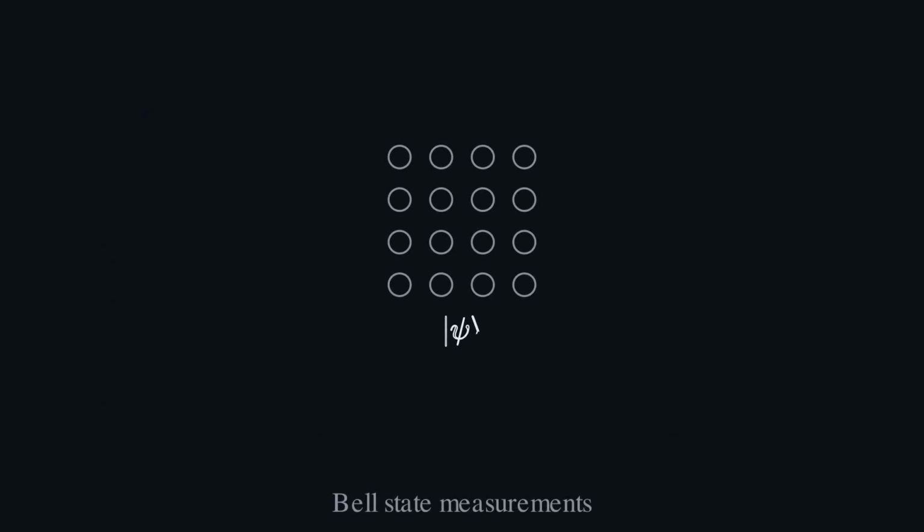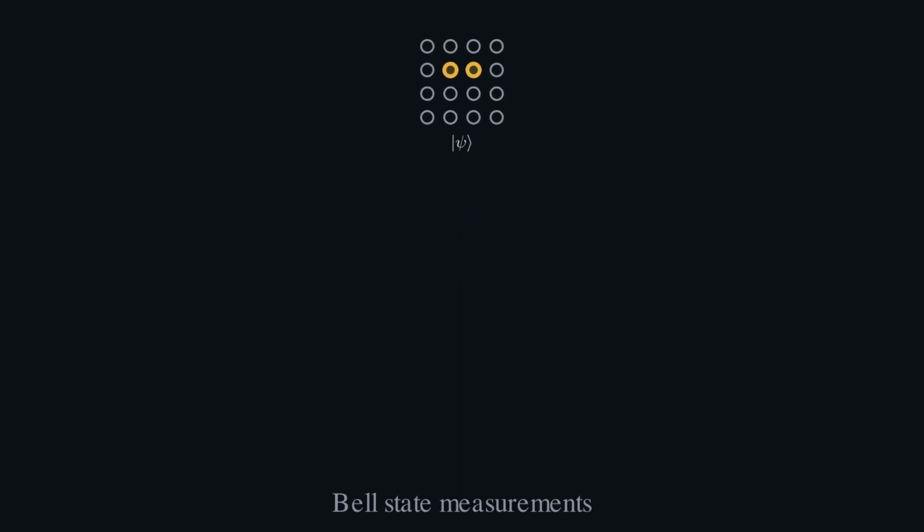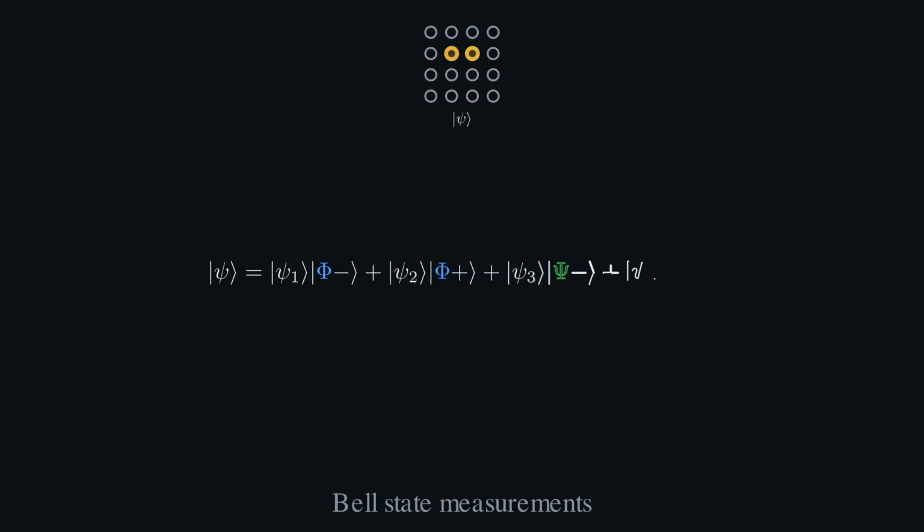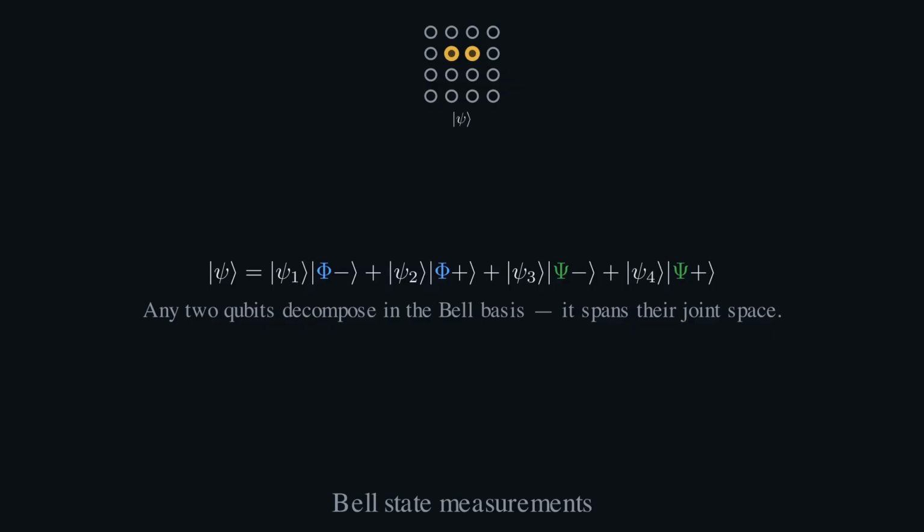Let's now describe what it means to perform a Bell state measurement. Consider a quantum system made up of a grid of qubits. Suppose that you want to perform a Bell state measurement. The Bell state measurement occurs over 2 qubits. An arbitrary quantum state can be decomposed in the Bell basis over those 2 qubits. The algebraic expression looks like the following. This is because the Bell states are a basis spanning that 2-qubit space.